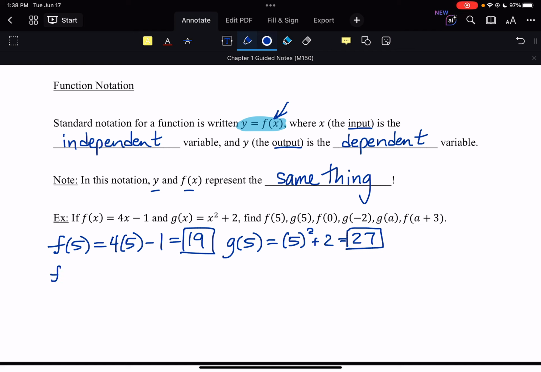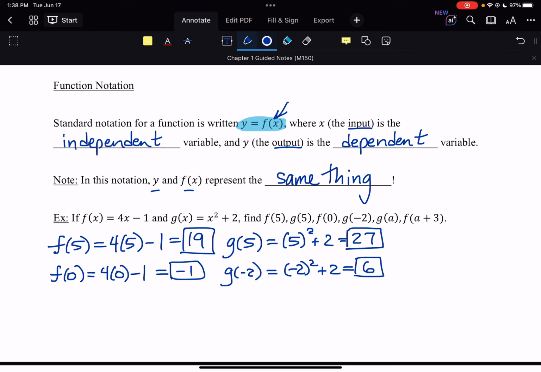We can try f of 0. That's 4 times 0 minus 1, so that's negative 1. G of negative 2. We'll plug in negative 2 squared plus 2. That becomes 4 plus 2, which is 6.